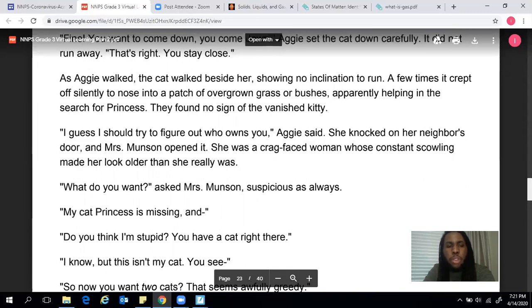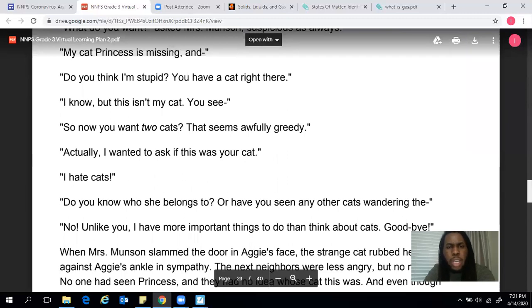She knocked on her neighbor's door and Mrs. Munson opened it. She was a crag-faced woman whose constant scowling made her look older than she really was. "What do you want?" asked Mrs. Munson, suspicious as always. "My cat Princess is missing, Anne." "Do you think I'm stupid? You have a cat right there."